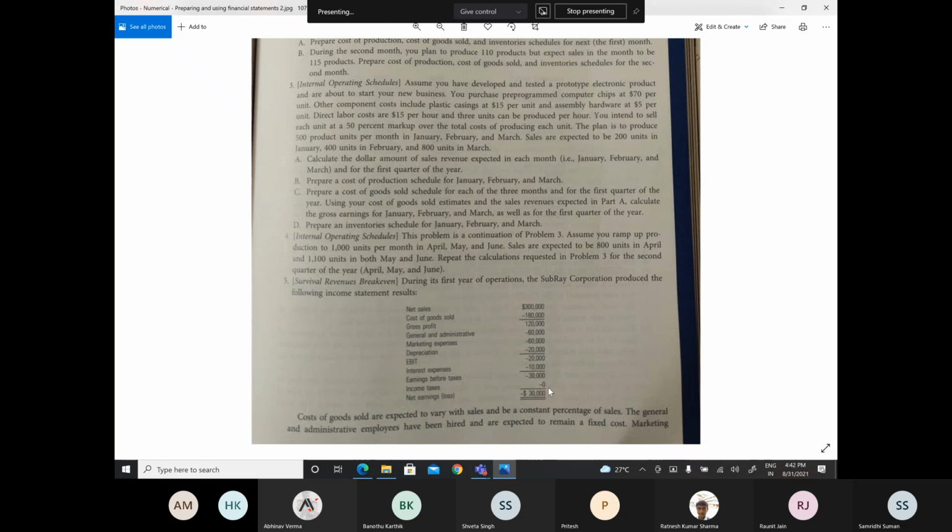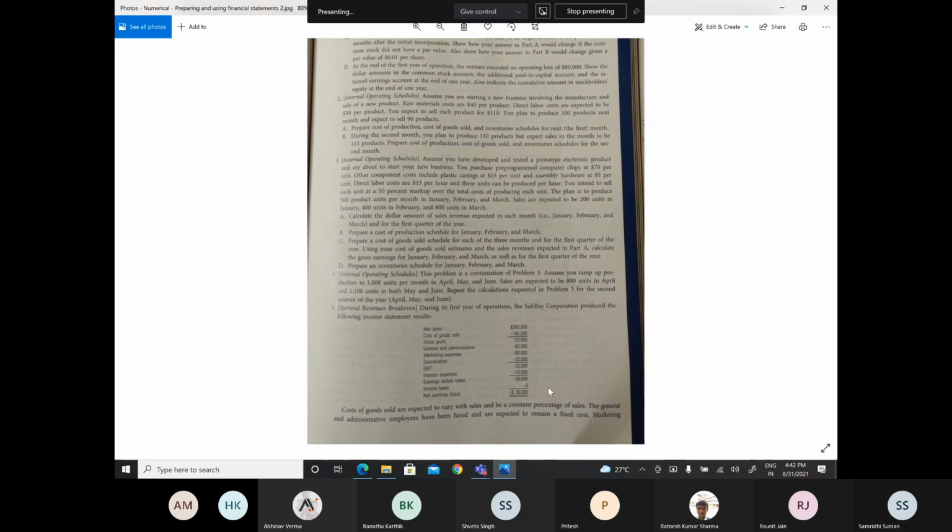So it's loss making. Then we also deducted the interest expenses of 10,000. So we got the EBT of minus $30,000. Naturally, because the company is making a loss, we have not deducted any taxes here, and we get net earnings or loss of minus $30,000. Now, cost of goods sold are expected to vary with sales and be a constant percentage of sales. The general and admin employees have been hired and are expected to remain a fixed cost.